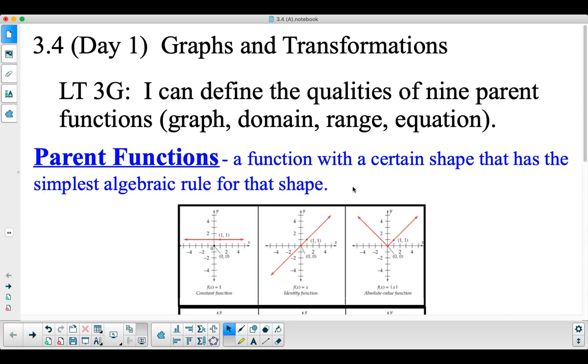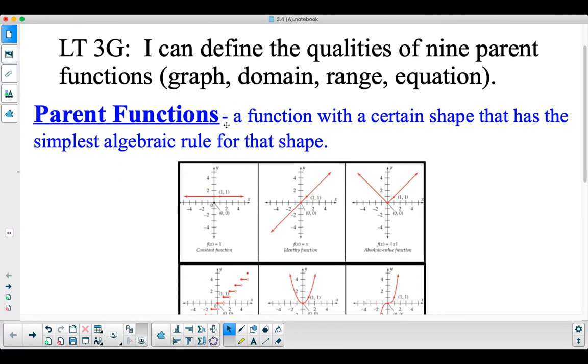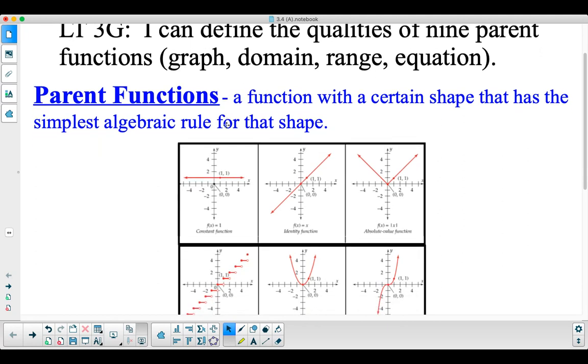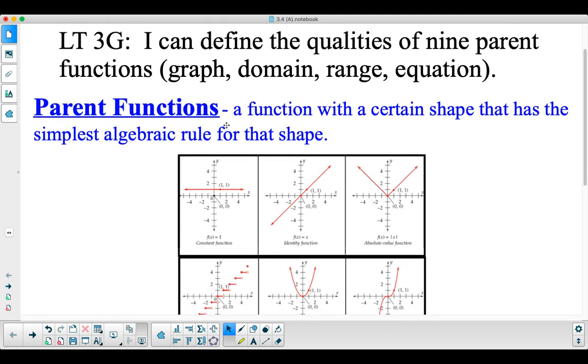All right, this is 3.4 day or part 1, excuse me, graphs and transformations. Today we are going to be focusing on parent functions and then start looking at what transformations for those look like, and then get more into depth on transformations and the transformation function in part 2.